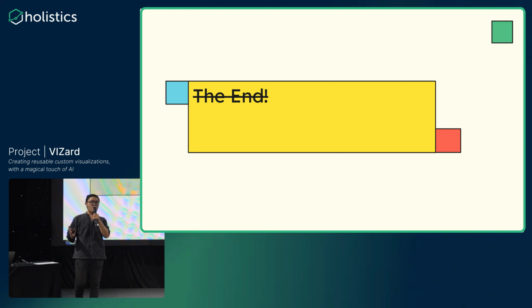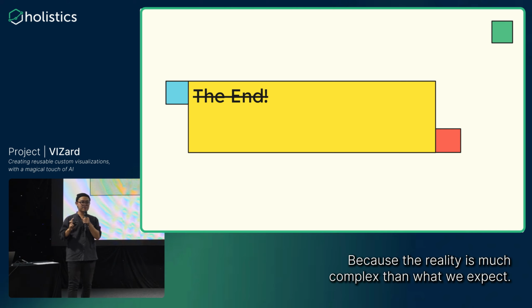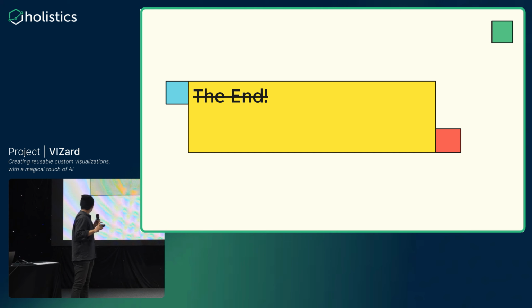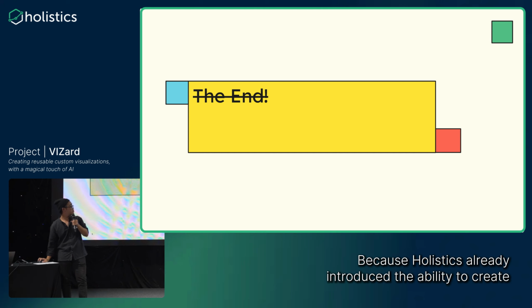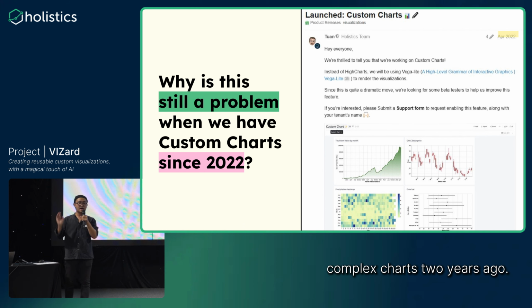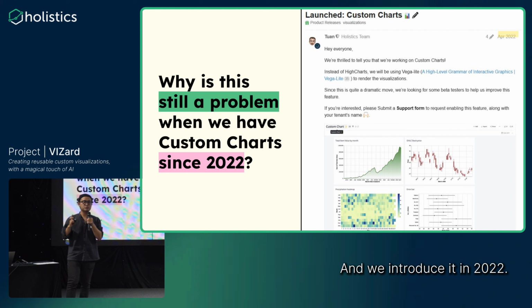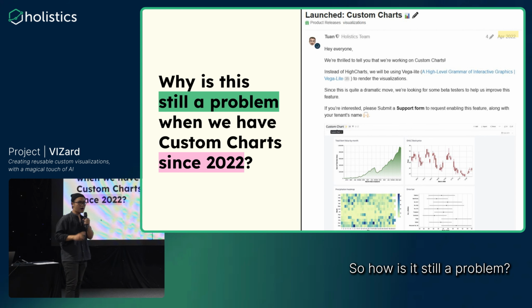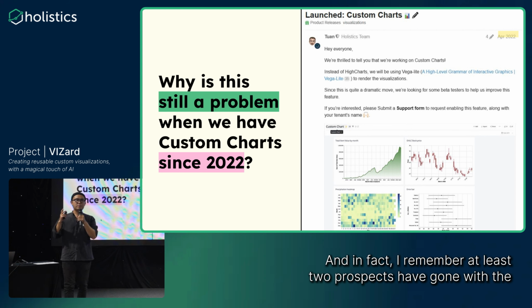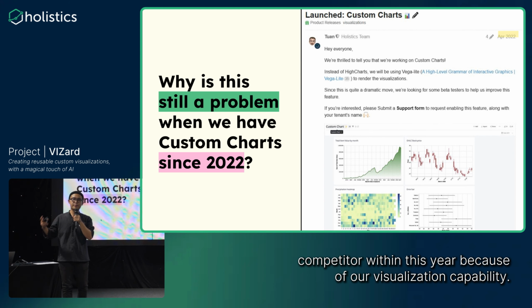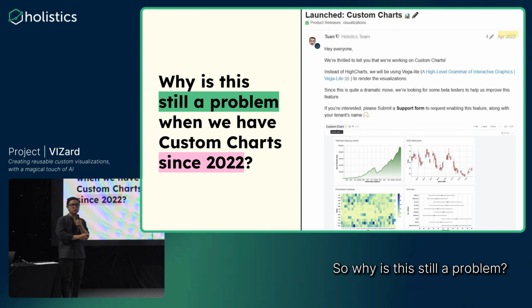That's the end. Or is it? Because the reality is much more complex than what we expect. Holistics already introduced the ability to create complex charts 2 years ago. We have these custom charts that allow you to create complex visualizations, and we introduced them in 2022. So how is it still a problem? In fact, I remember at least 2 prospects went with a competitor within this year because of our visualization capability. So why is it still a problem?